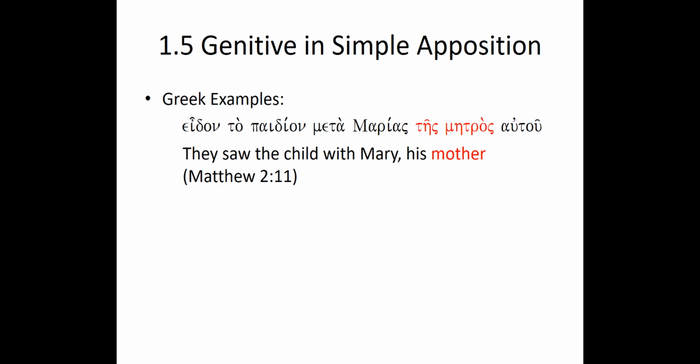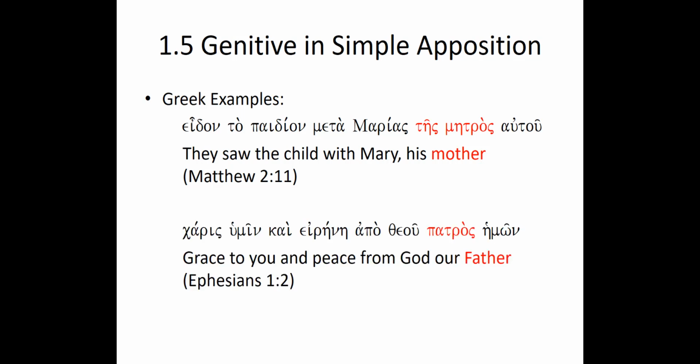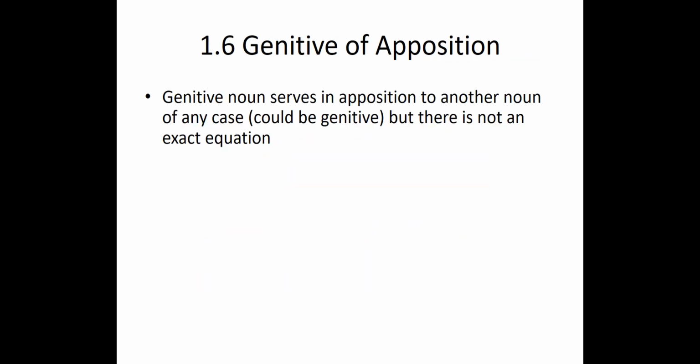Metros is in simple apposition to Marias. Charis humin, grace to you, kai eirene, and peace, apo theou patros hemon, from God our Father. From whom? From God. Further designation, patros, from God our Father. Genitive in simple apposition. Now let's distinguish simple apposition from genitive of apposition.